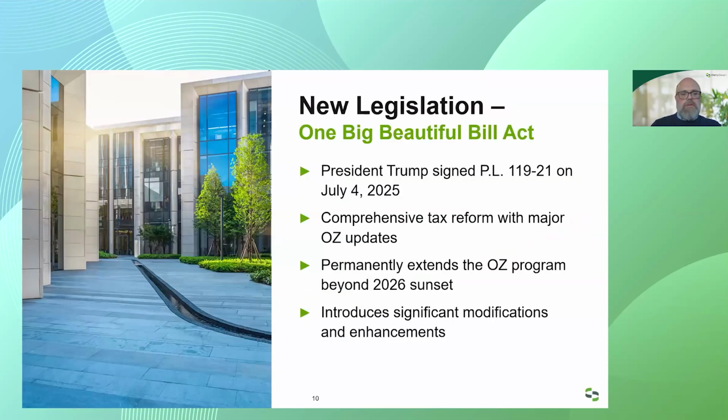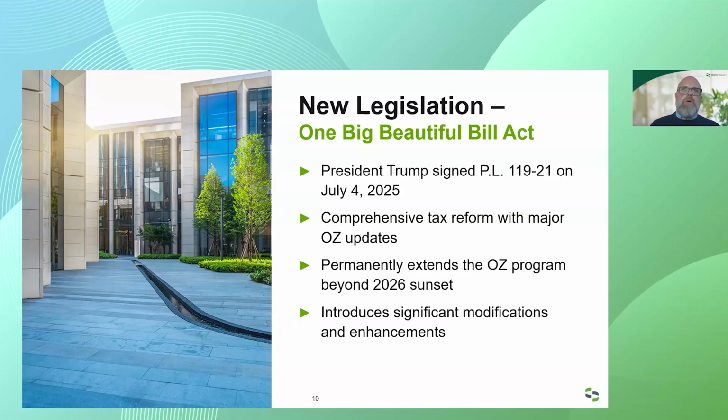So how did that change under the One Big Beautiful Bill Act and coming into version 2.0? As many of you are aware, the One Big Beautiful Bill Act was signed into law by the president July 4th, 2025. Comprehensive tax reform, a lot of different changes. The one in particular we are focusing on here was the permanent extension of the Opportunity Zone incentive program.